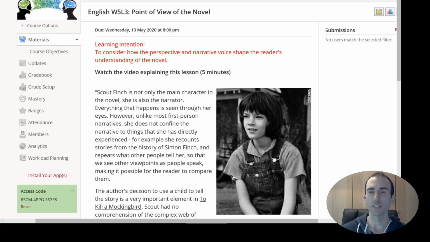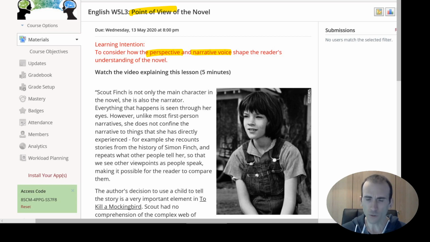So the next few lessons we'll be thinking about various aspects of how she's designed the novel to have the desired impact. For this first lesson, we're going to be thinking about the point of view of the novel. We're going to be thinking about how the perspective and the narrative voice, the way in which the story is told by this particular narrator, helps to shape the reader's understanding of the novel.